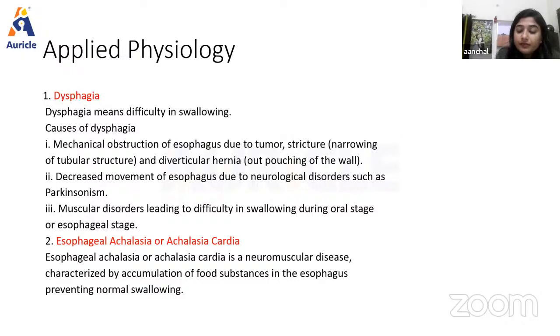Then next we have esophageal. Just give me a minute.